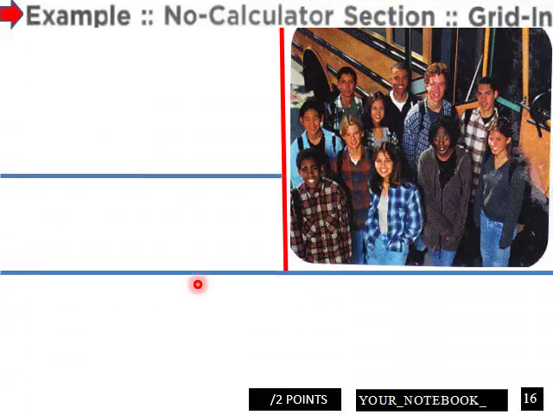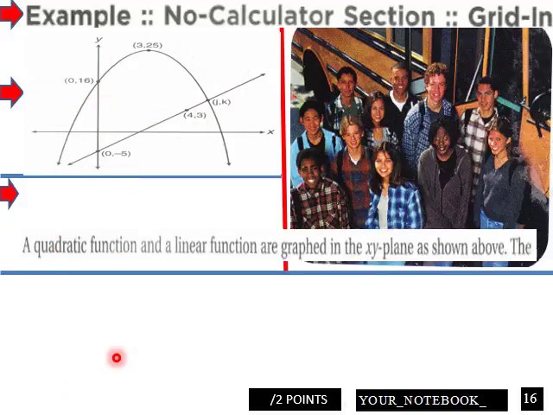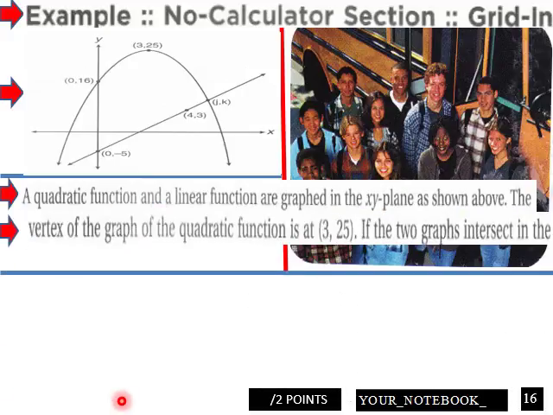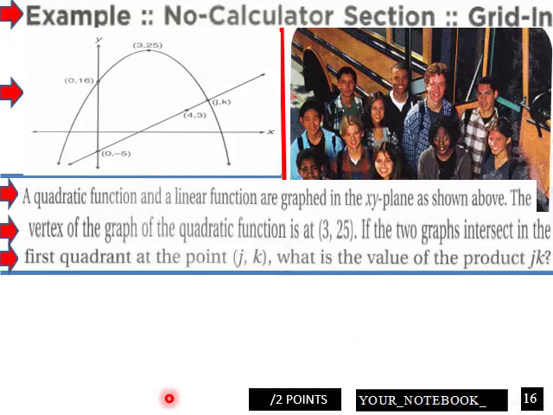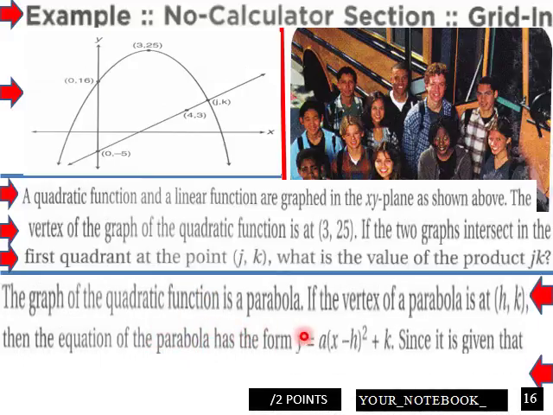Page 16, example, no calculator section. We have this graphic here. We have a parabola with a line going through it, a quadratic function and a linear function graphed in the xy plane. The vertex of the graph of the quadratic function is (3, 25), which is here. If the two graphs intersect in the first quadrant at the point (j, k), what is the value of the product jk?